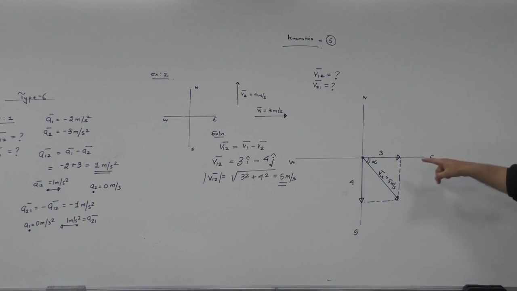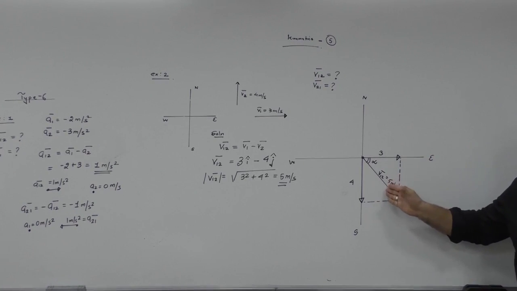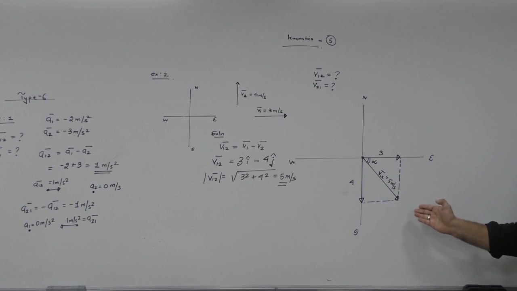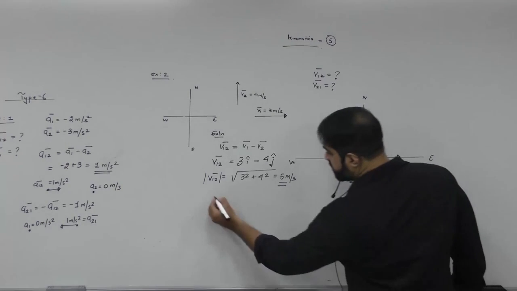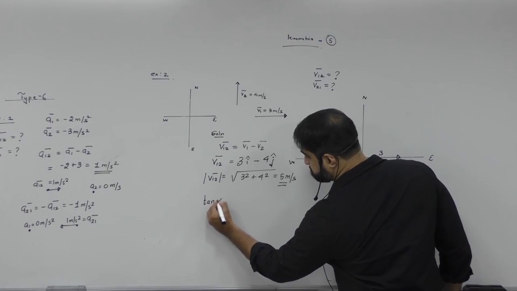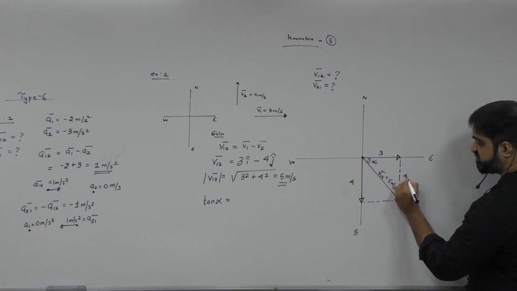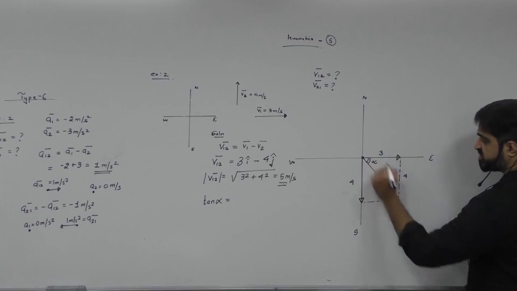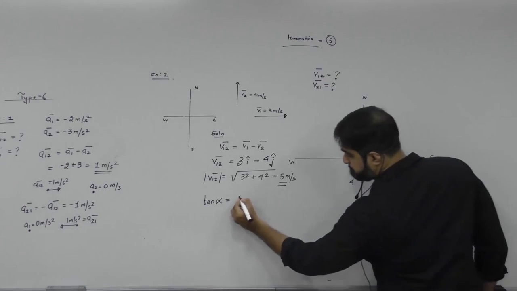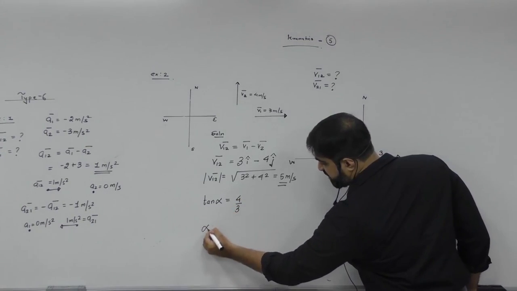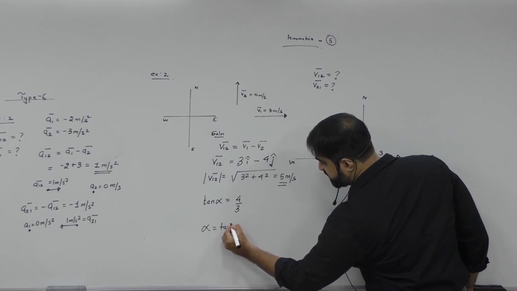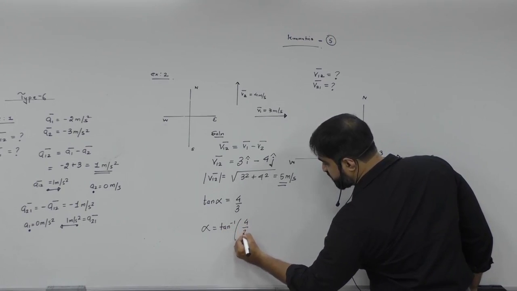Now we need to calculate the angle also, because this is incomplete. This is only the magnitude. The vector is known by magnitude as well as direction. Now can I calculate tan alpha from here? For tan alpha, this is 4, and this will also be 4, so 4 by 3. So alpha is going to become tan inverse of 4 by 3.